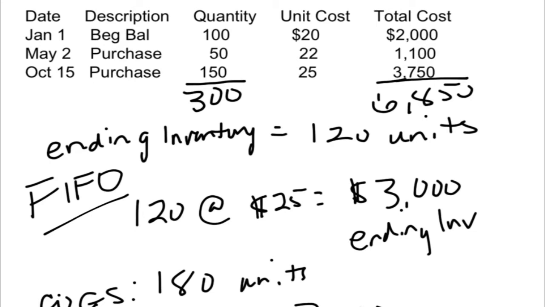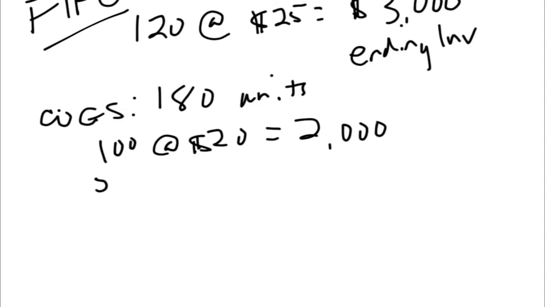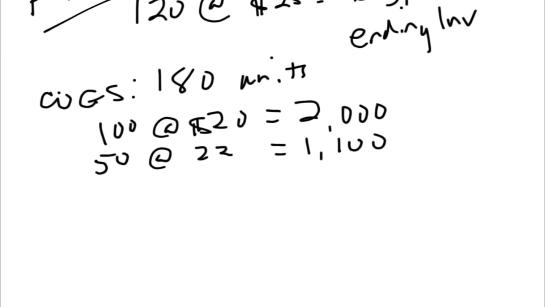The next level that we would have gone to is the 50 at $22. So let's write that down: 50 at $22, which is equal to that $1,100. But again, I don't have 180 yet, and we sold 180. I've got to account for them. So we've got one more level to choose from, the 150. But I only need 30 to get to the 180. So we would have 30 units at the $25 mark, and that's going to be a total of $750.